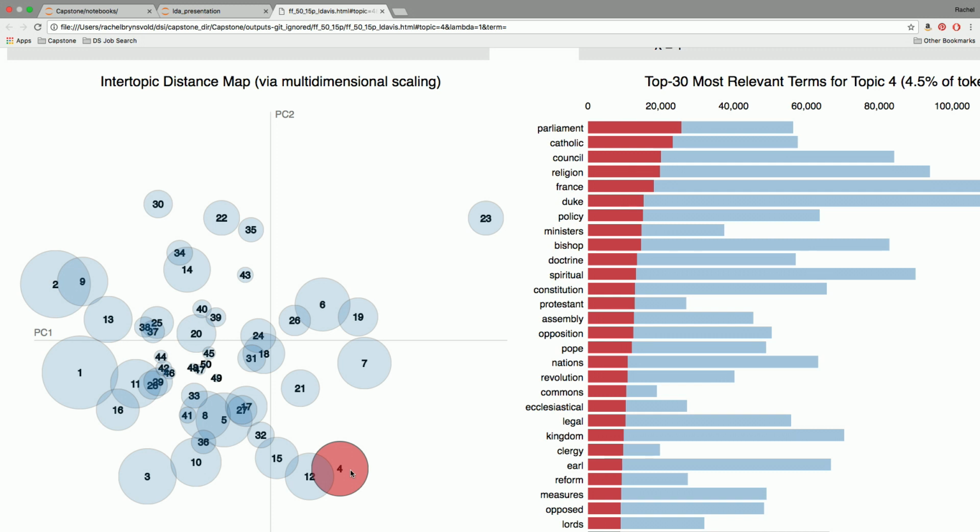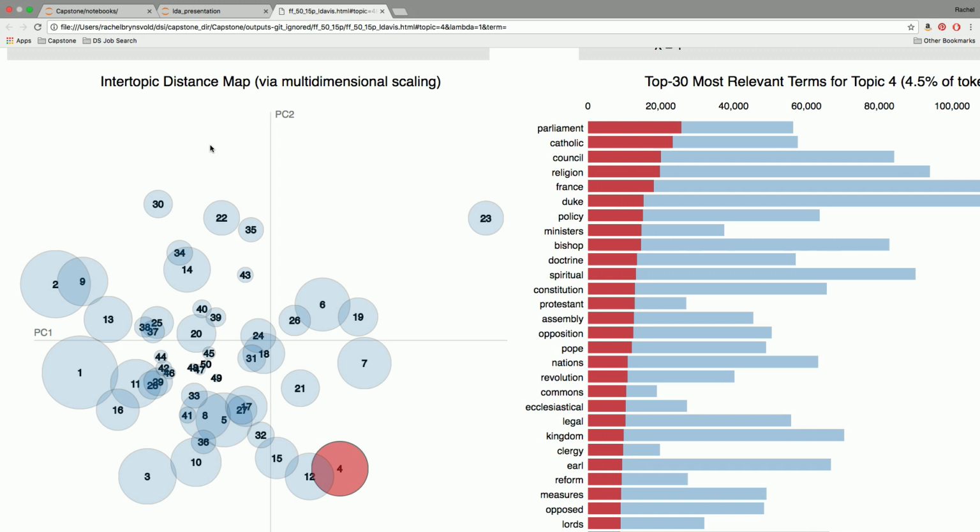And then overlapping with that and right next to it is a topic that I've termed kind of European church and state, from a time when those were pretty thoroughly intertwined. That includes words like parliament, Catholic, religion, France, Duke. So this topic knows about all those kinds of words and that they're related to each other. They're all clustered nice and tight. They occur together. Those are all things that are related, and so they show up close together on our PyLDAviz chart.